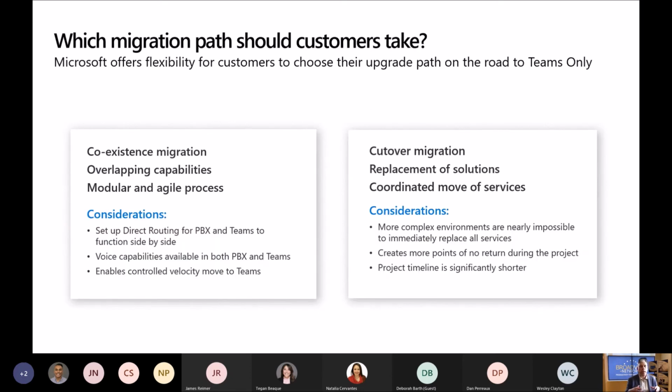So there's two major ways to do the migration. There's a coexistence migration, where you keep your existing phone system in place, and then we set up integration with your existing phone system and Teams and run them side by side for a period of time, and then move everyone over to Teams Voice.